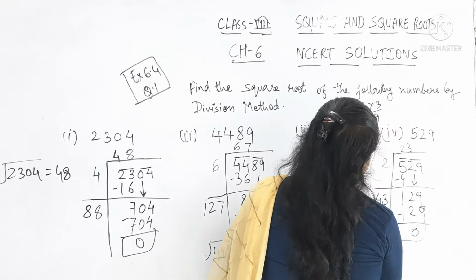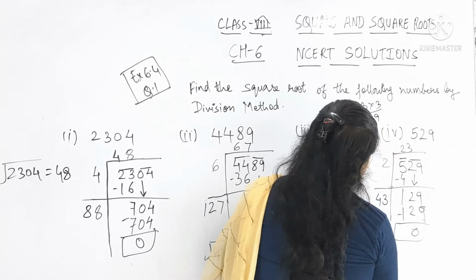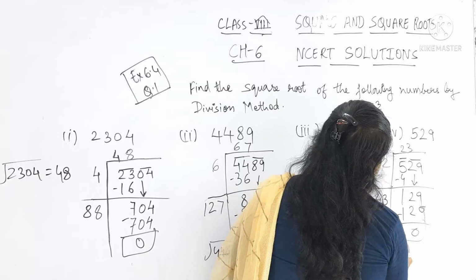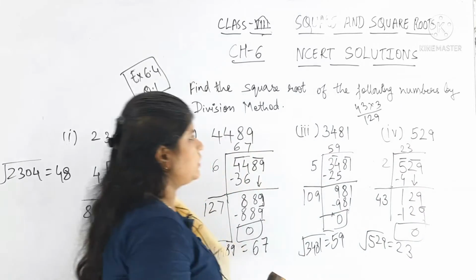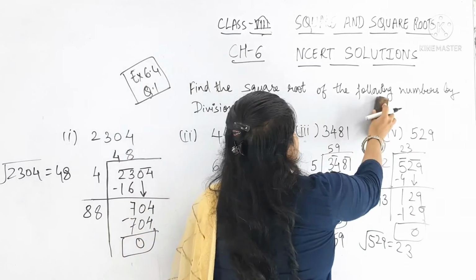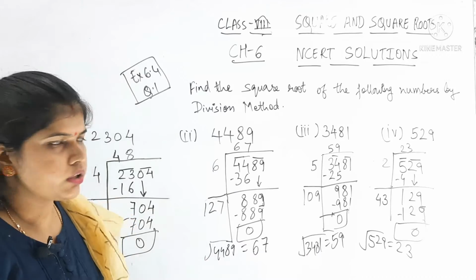So what's the square root of 529? That is equal to 23. Like this you have to solve this long division method.